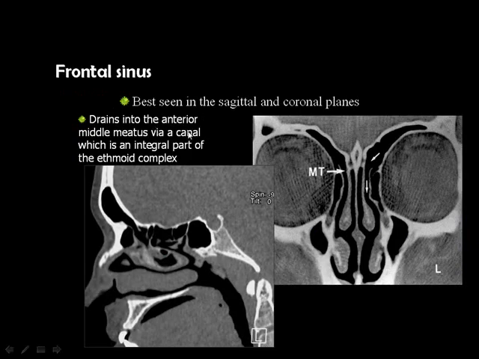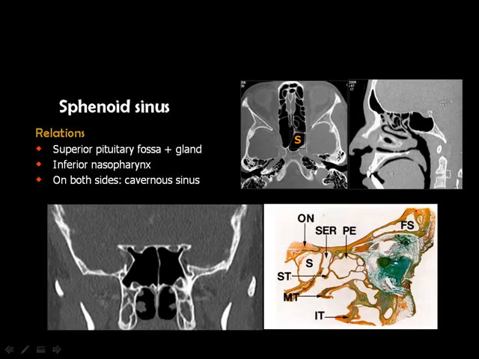Then he came to the frontal sinus, and the frontal sinus is seen in the sagittal and the coronal images. This is the frontal sinus in the coronal, the frontal sinus in the sagittal images, and the frontal sinus drains in the anterior aspect of the middle meatus by the canal, which is considered an integral part of the ethmoidal complex, and this is the approximate site of this canal as seen in the sagittal and the coronal planes.